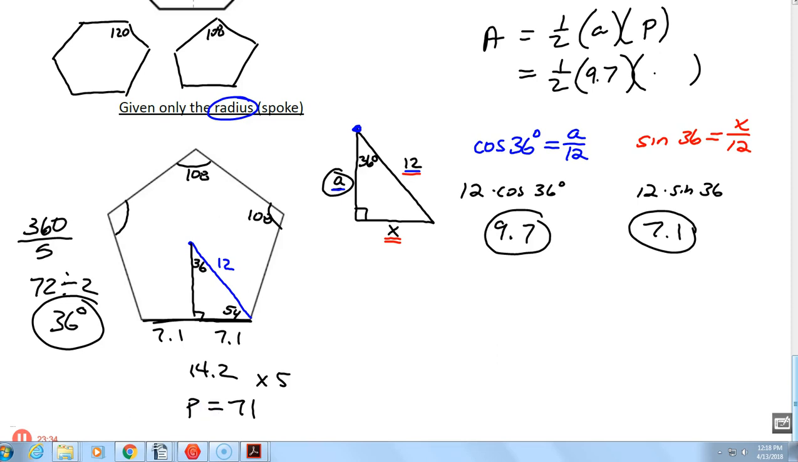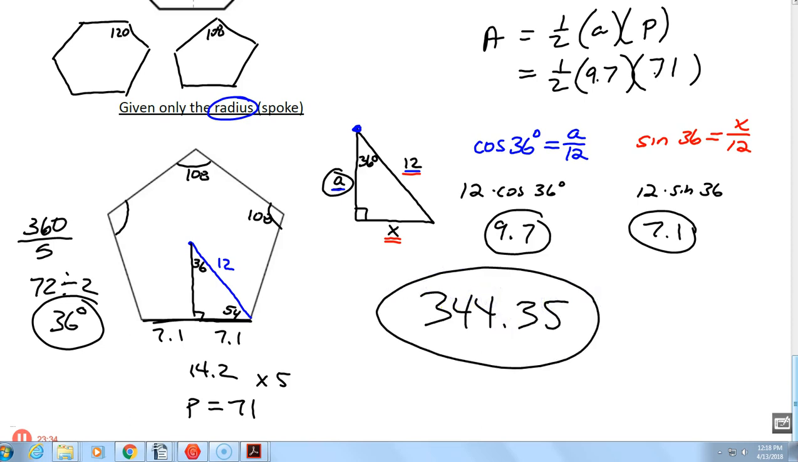Now we can come up here in this plug and chug time. So 0.5 times 9.7 times 71 equals, I'm getting a grand total, if I didn't screw this up, 344.35. And that wraps up these video notes.